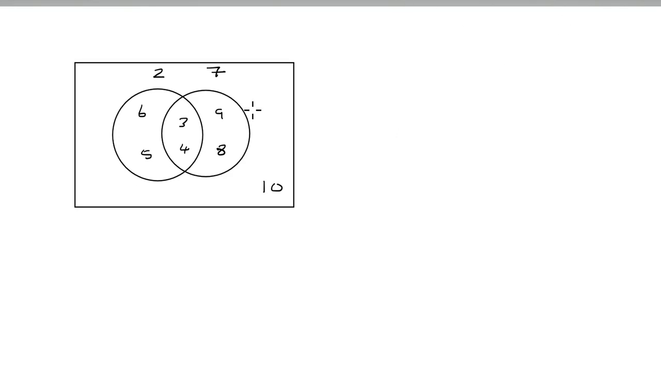Okay, so let's look at the following question. Let's just work through a couple. What we're going to do is use a Venn diagram to list the elements of each of these sets. So the first set that it asks for is the set A.